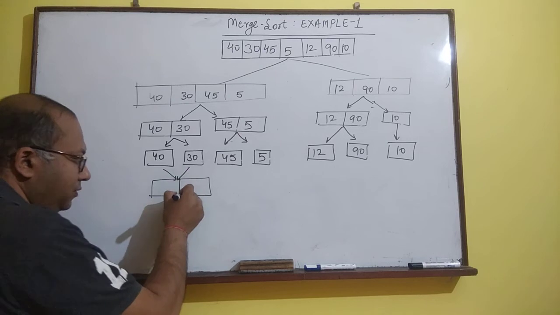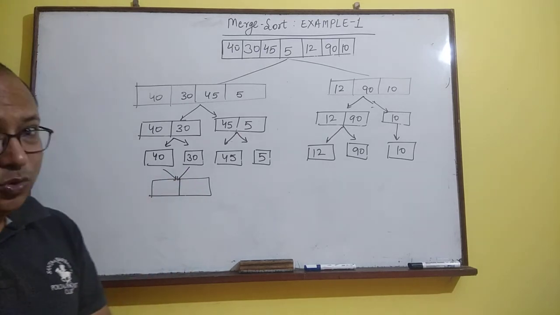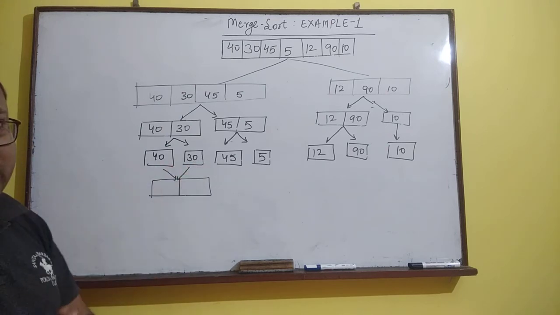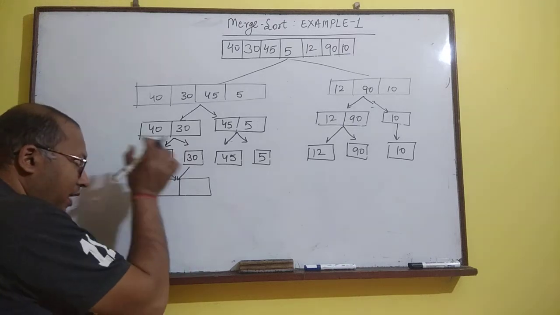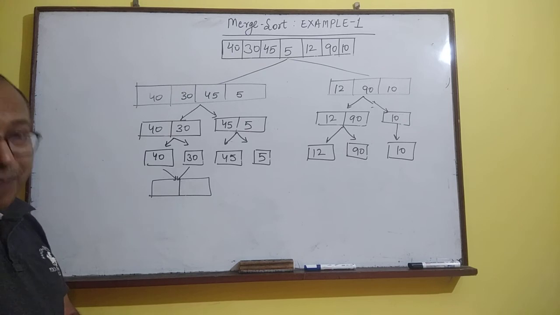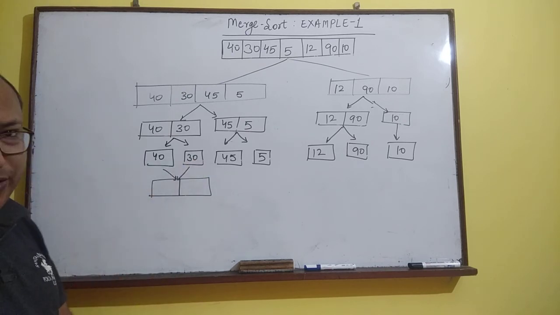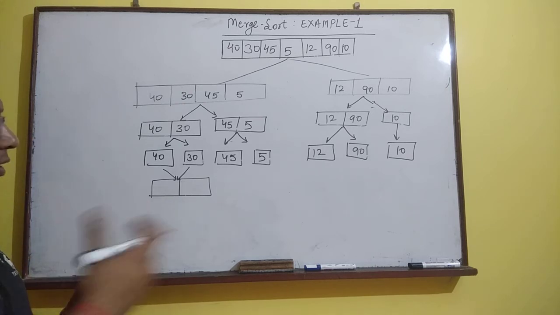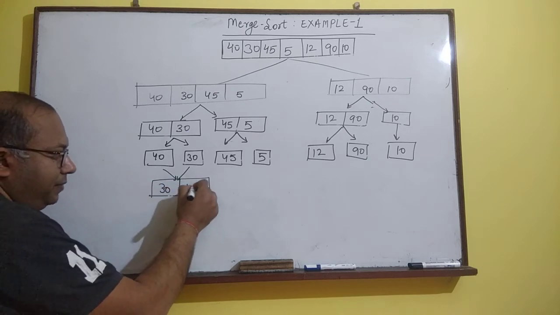For this we will take an empty array of two elements like this, and we will apply the merge sort algorithm over here. How will we do this? Compare this element with this element and find out in which order we need to merge them. If we want to merge into ascending order, the smaller element will come first, then the greater element. So it means 30 will come here and 40 will come here.